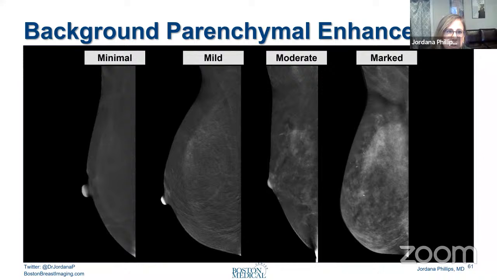And you can imagine that when you have marked background parenchymal enhancement, it might be difficult to appreciate a solitary area of enhancement. And so this can be a reason for a false negative on contrast enhanced mammography.